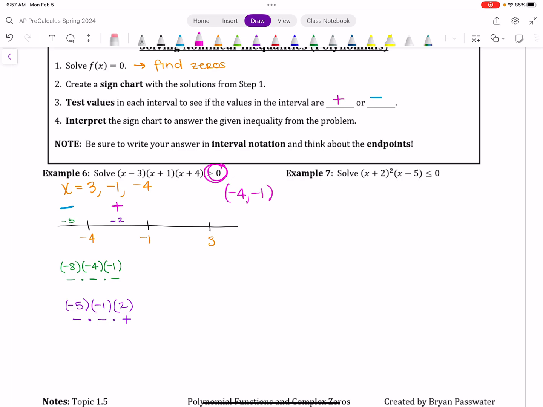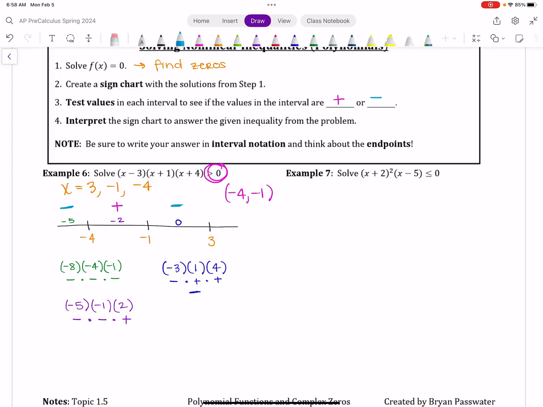And then we want to test the rest of our intervals as well. So our next interval contains 0. So 0 minus 3 would be negative 3. 0 plus 1 would be 1. 0 plus 4 would be 4. So a negative times a positive would get us a negative number.